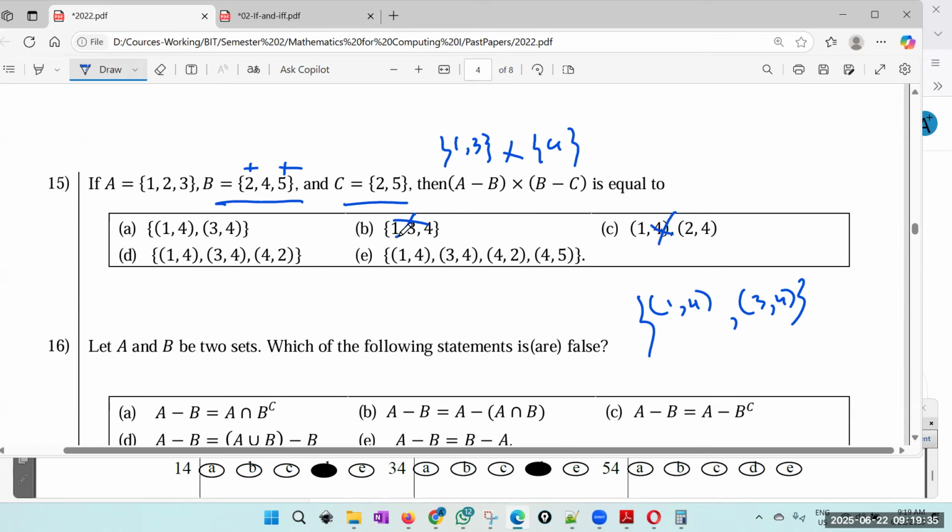This is not ordered pairs, right? But the correct ordered pairs are (1, 4), (3, 4). And this order matters, but this order doesn't matter. You can say (3, 4), then (1, 4). But this order matters. You can't say (3, 4) as (4, 3). Okay? But these two can be swapped. So the answer is A.